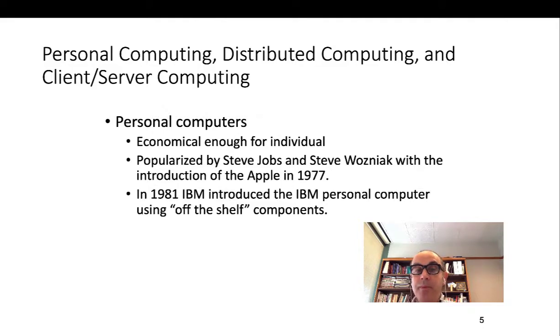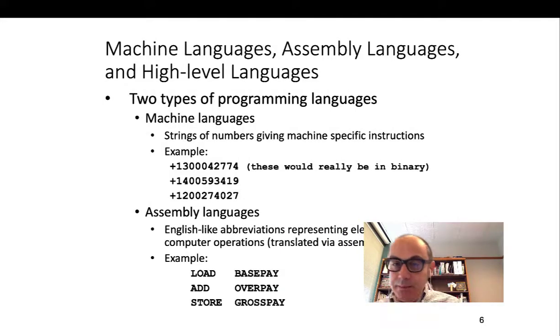In 1977, Steve Jobs from Apple created the first introduction, but in reality, in 1981, IBM introduced the first off-the-shelf components of the IBM. But in that context, we also need to remember that there were two types of languages: machine language and assembly language. Machine language was instructed to give numbers, giving the machine specific instructions, do this or apply that. And assembly language was more like an abbreviation of English.